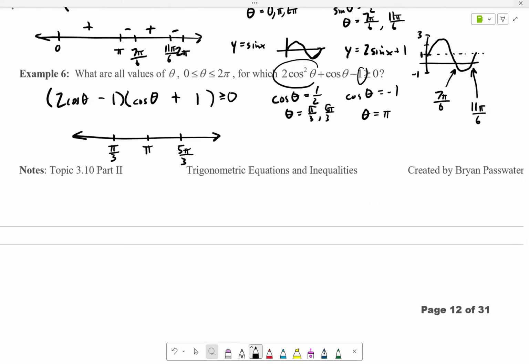Can you make a little sketch of both of those functions? Y equals cosine theta, and I'm sorry, no, it's y equals 2 cosine theta minus 1, isn't it? And y equals cosine of theta plus 1. Those are the 2 factors.